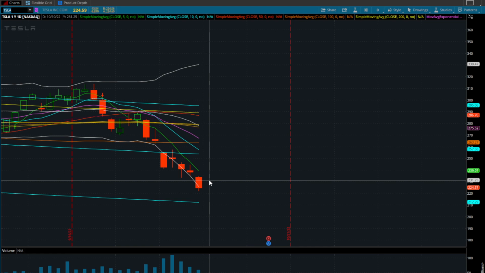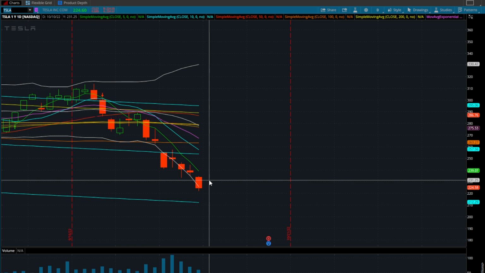As it trickles down, if it gets rejected, you can do one of 2 things. You can wait for it to take out today's lows and that be your entry for the short position, or you can try and take an early entry off the rejection of the 5 SMA, and you're going to use the 5 SMA as your stop.